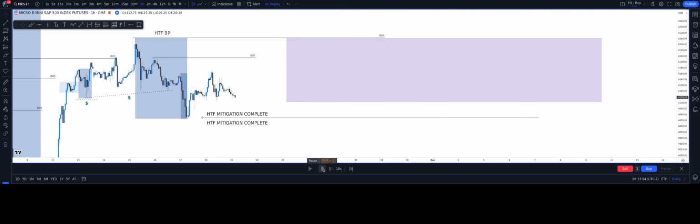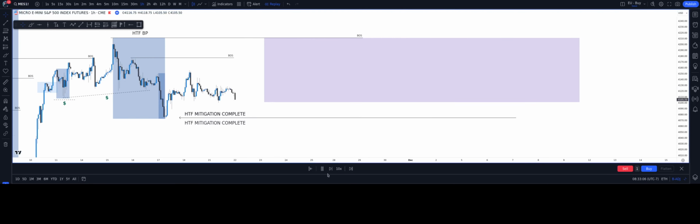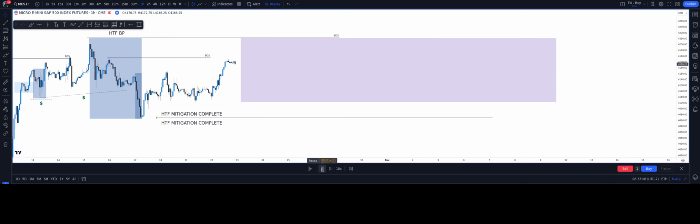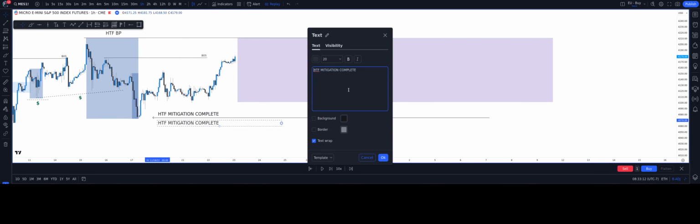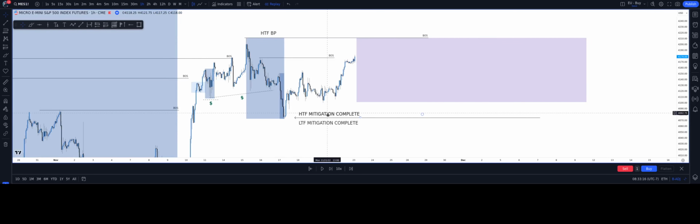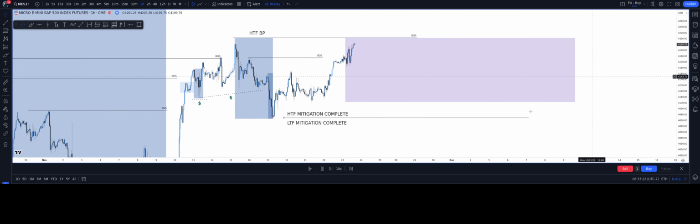So let's just wait and watch. There it's the structural break. Yeah. Okay, so higher time frame mitigation complete, lower time frame mitigation complete. That was from over here.